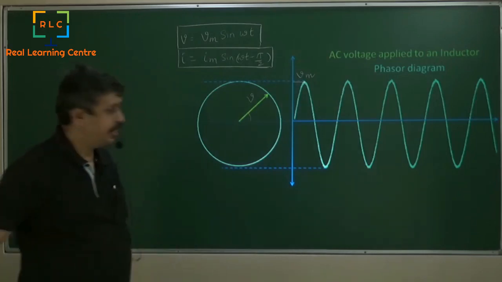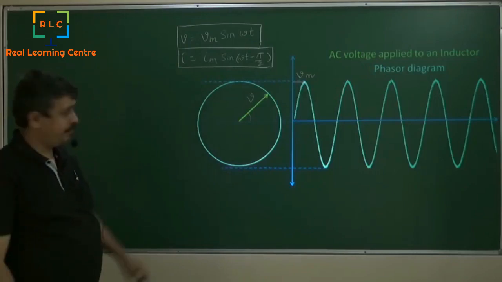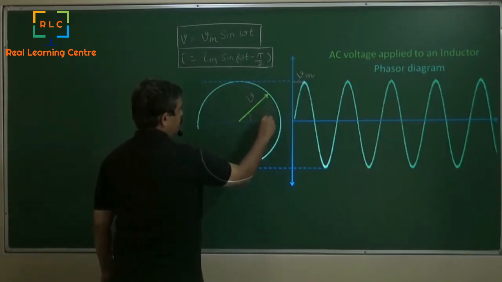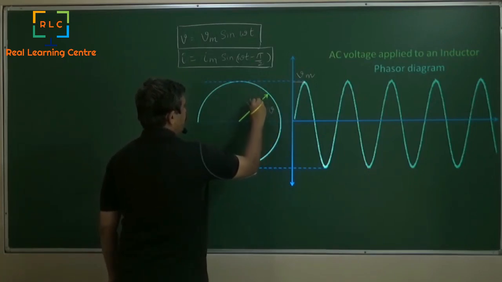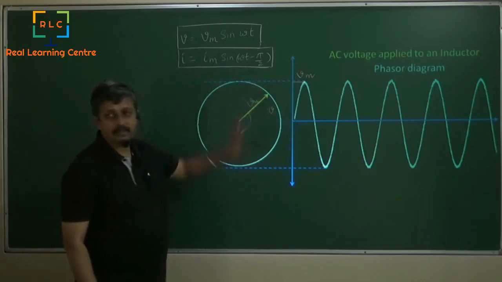Okay, and when the angle changes, it produces this wave, because this height is what we are measuring. This height is our V, and this is our Vm. So this V is nothing but this height.